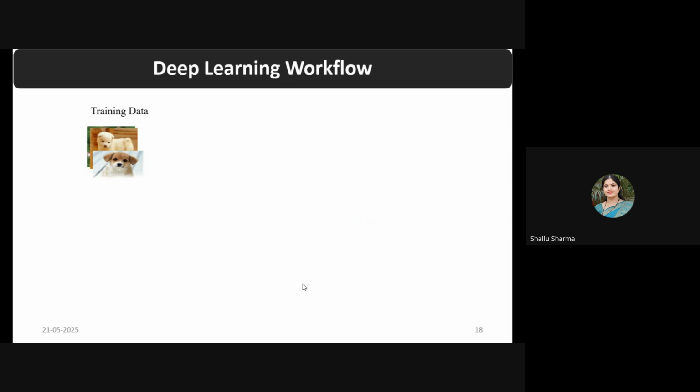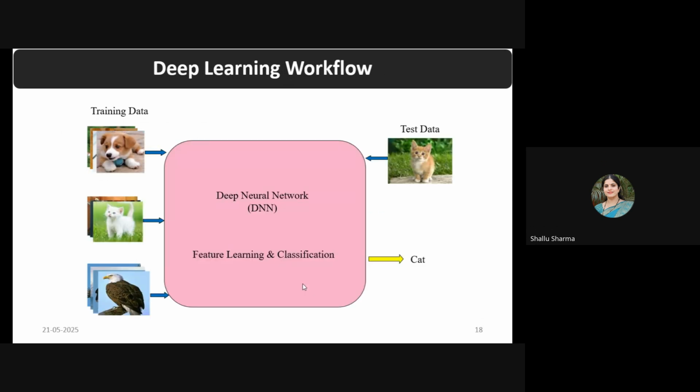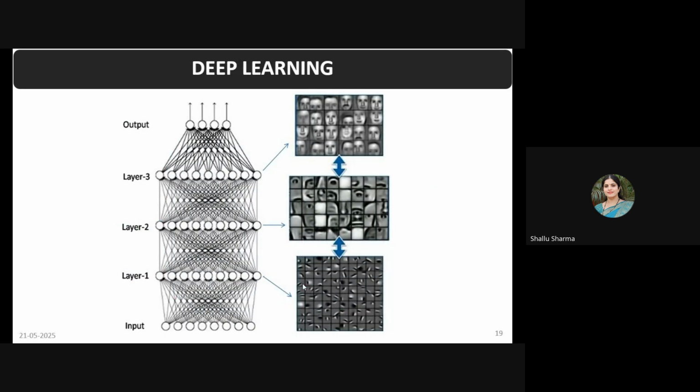So what happens in the deep learning workflow? We just have the training data. We feed that data into a deep neural network consisting of various layers, and it learns automatically from the given input and gives the output as per its learning from the input. So this is how the deep learning model works. As you know, a deep neural network consists of various hidden layers between the input and output layers.